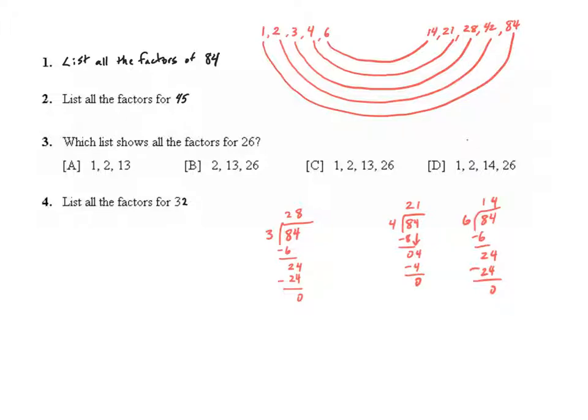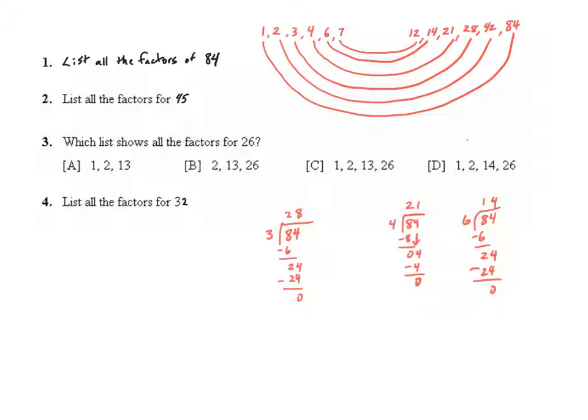7 does go into 84. It's just a basic math fact because 7 times 12 is 84. Now we're up to 8. And 8 does not go into 84 because 8 times 10 is 80 and 8 times 11 is 88. So 8 is off the list. 9 does not go into 84 because 9 times 9 is 81 and 9 times 10 is 90.